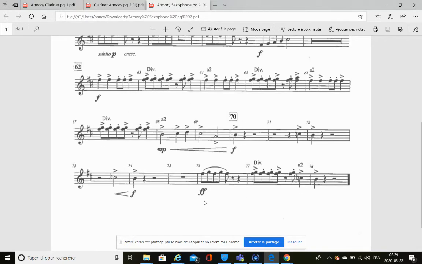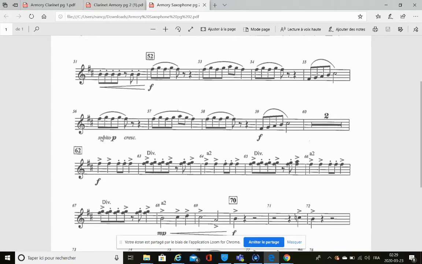Let's take a look at this dynamic here. What does the FF stand for? It stands for fortissimo. What does fortissimo mean? It means play very loud.